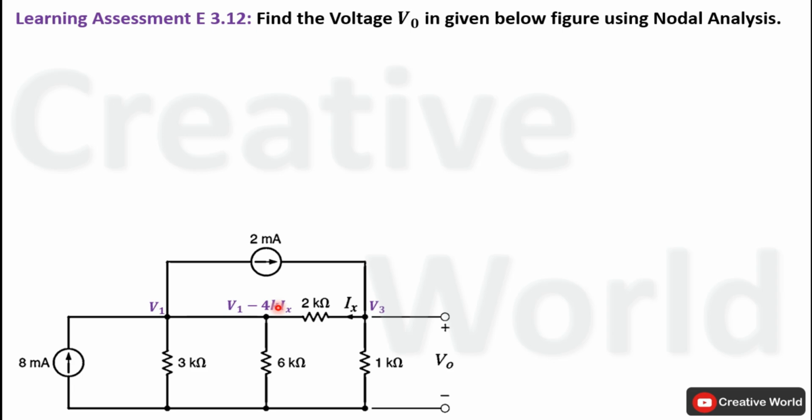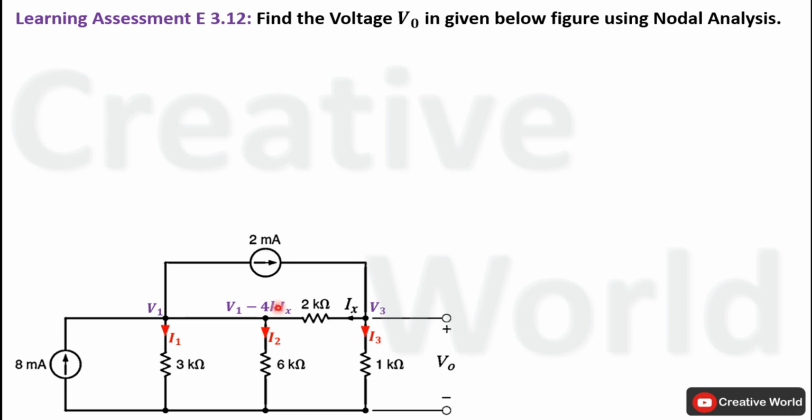In the next step, we have to assume and label all unknown branch currents along with their directions. We have assumed all of these three branch currents are leaving from these respective nodes, and these currents are labeled as I1, I2 and I3. Total number of non-reference nodes inside this network is 2. One is the supernode and the other one is this node V3. So there will be two node voltage equations for this network.